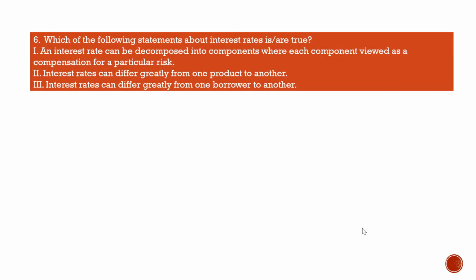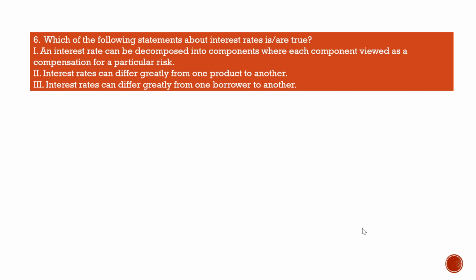Question 6. Which of the following statements about interest rates are true? First statement: an interest rate can be decomposed into components where each component is viewed as compensation for a particular risk. So this statement is right. Right at the definition of the components of interest rate, we can decompose them into the factors. So the first statement is correct.